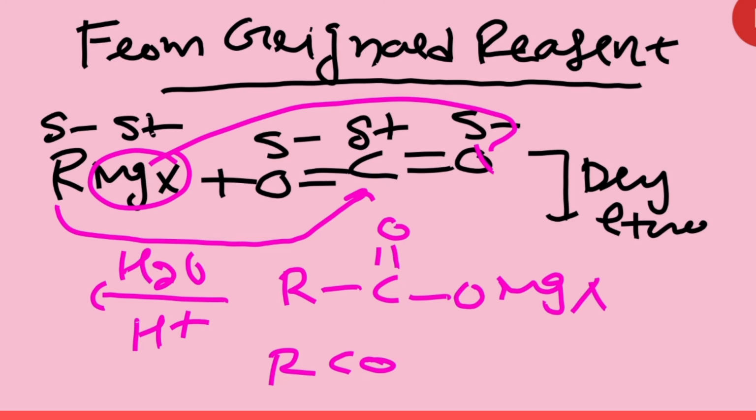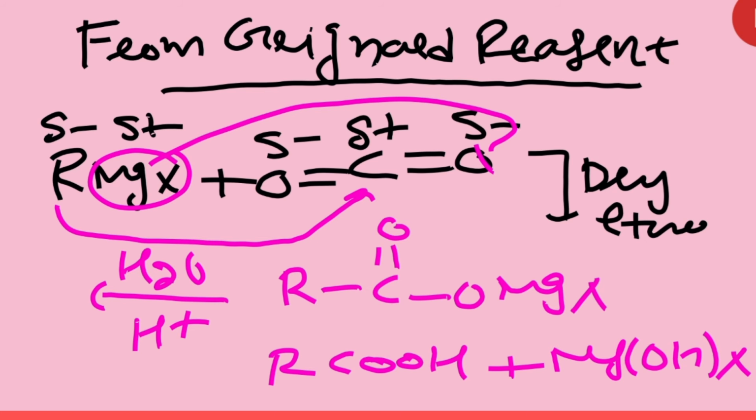And what are we getting? We are getting RCOOH plus MgOHX. I think it's clear to you students. So this was the preparation of carboxylic acid from the Grignard reagent. Okay. In the same way we have another method here.